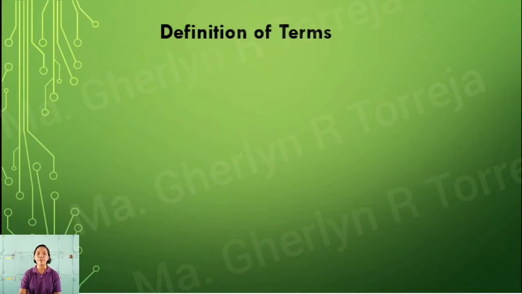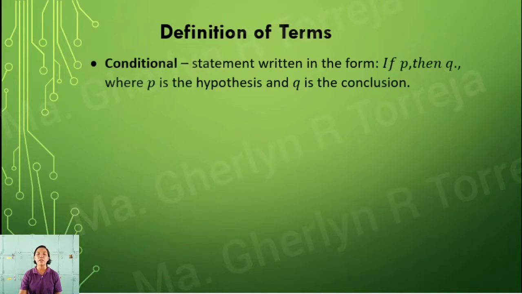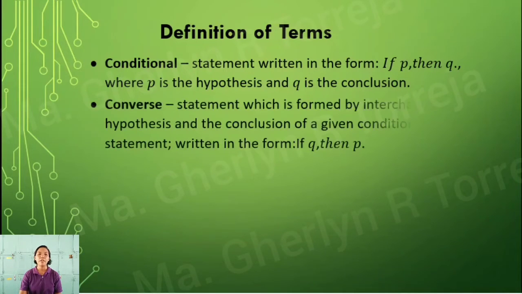Let us have now definition of terms. The first term is conditional. So as I have said, conditional statement is written in the form if P, then Q, where P is the hypothesis and Q is the conclusion. The next one is the converse. Converse is the statement which is formed by interchanging the hypothesis and the conclusion of a given conditional statement. It is written in the form if Q, then P.